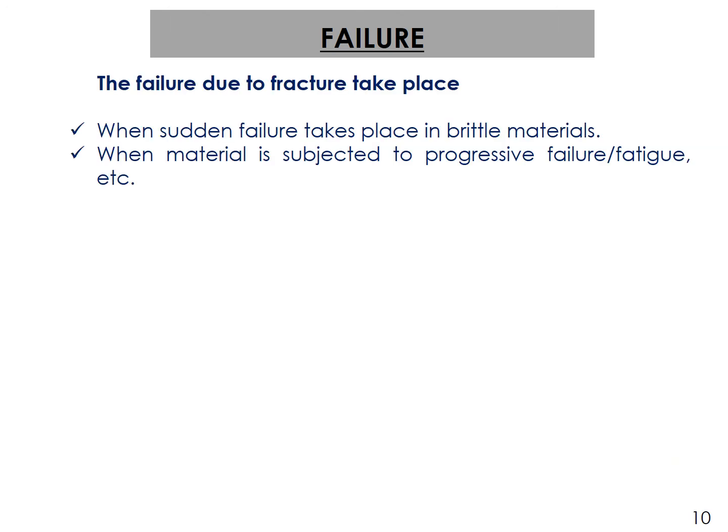Then failure due to fracture. So, at what point does it take place? When sudden failure takes place in brittle materials. So that is failure. As I told you, in brittle materials, yield point is the ultimate failure point. Or when the material is subjected to progressive failure or fatigue.